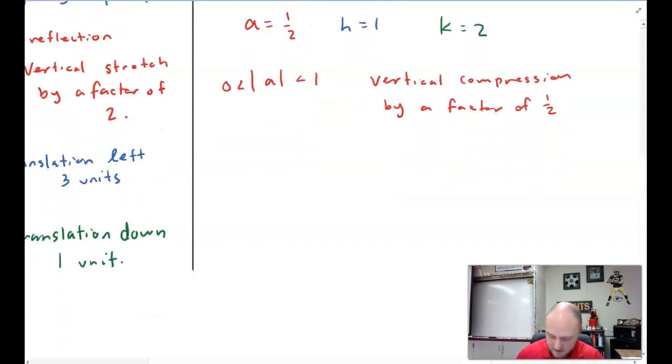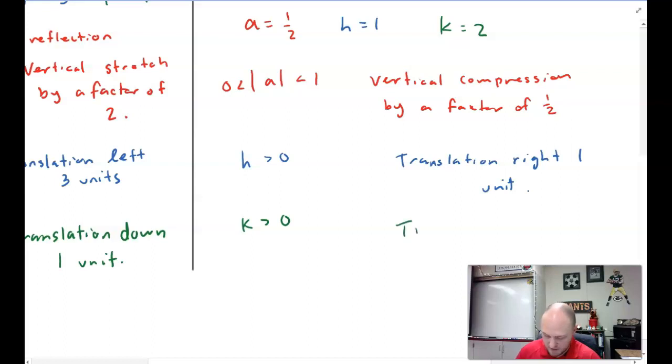Our h value is 1. Since h is bigger than 0, we're going right. So translation right, 1 unit. And then k is 2. Since k is greater than 0, we're going up. So translation up, 2 units.